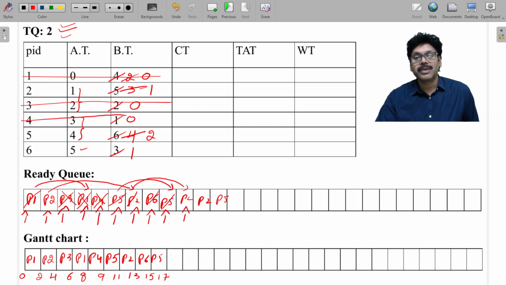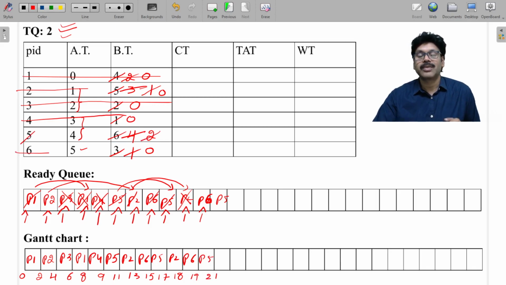Then the head is P2. P2, how many are you asking? Only 1. Balance is 0. So 1 unit you execute. 18. Remove from the queue. This is P6, right? Now the head of the queue is P6. So P6 is executing. Balance is 1. So execute P6 completely. It's also completed. And only one process is left, that is P5. P5 is executed 2 units of time.